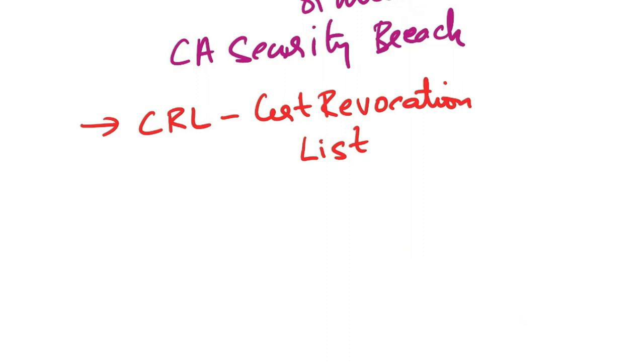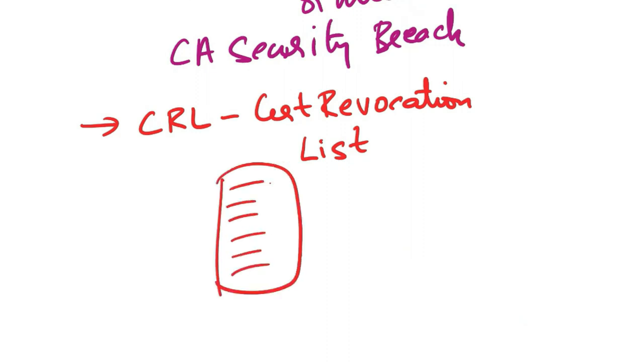When a relying party, such as a web browser or email client, encounters a digital certificate, it checks the certificate's serial number against the CRL. So the CRL has many certificate serial numbers. When a web browser or email client checks the certificate's serial number against this CRL and a match is found, the certificate is considered revoked and not trusted.